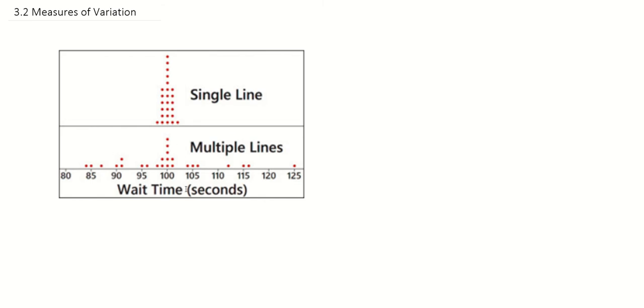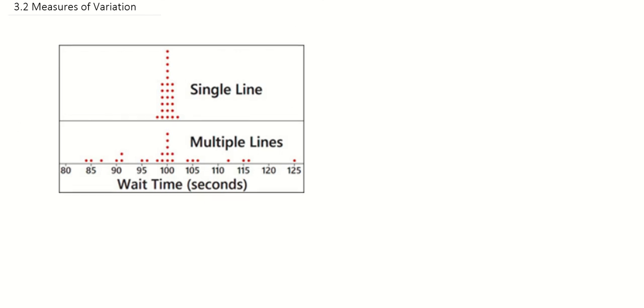So what is the difference here? The difference is the variation. The top data has less variation because all the data values are close together. The bottom data has more variation because the data values are all over the place.